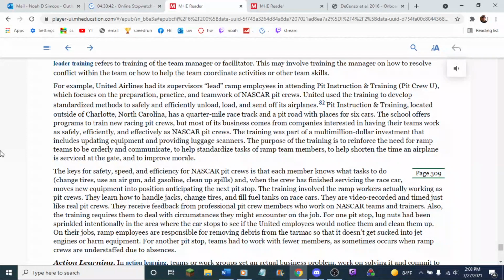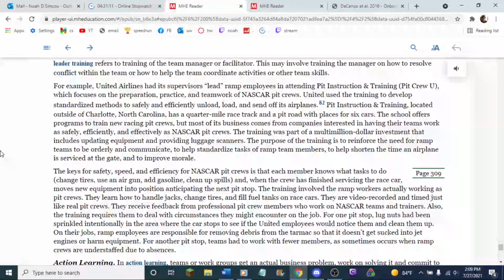United used the training to develop standardized methods to safely and effectively unload, load, and send off its airplanes. Pit Instruction and Training, located outside of Charlotte, North Carolina, has a quarter-mile racetrack and a pit road with places for 6 cars. The school offers programs to train new racing pit crews, but most of its business comes from companies interested in having their teams work as safely, efficiently, and effectively as NASCAR pit crews.